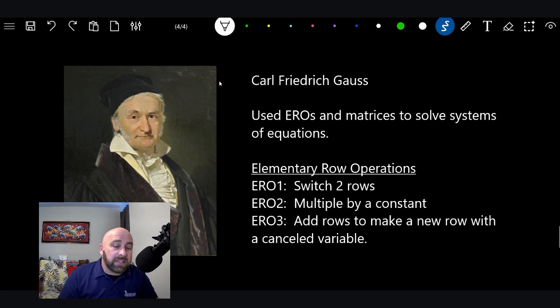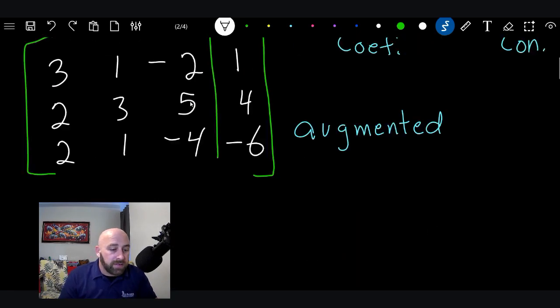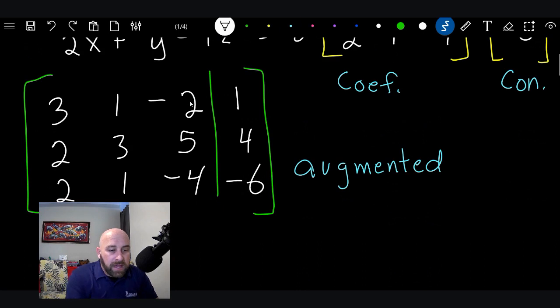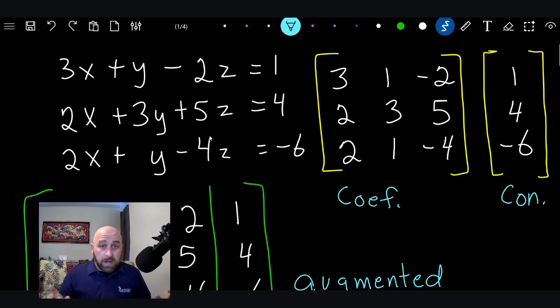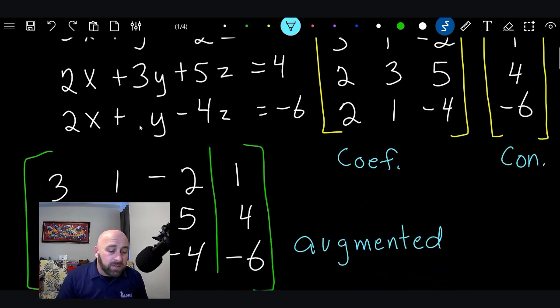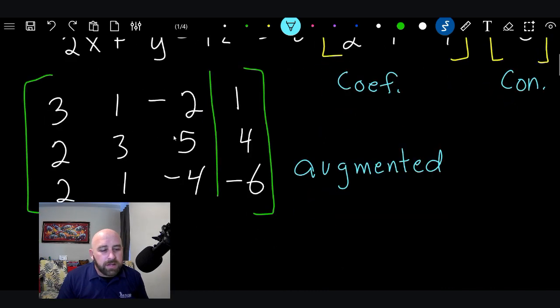But what this guy did is he combined EROs and matrices to be able to solve systems of equations. So we're going to put those two things together. All right, so what we want to do now that we have this in our augmented matrix is start solving this system of equations. Now, we know how to do that, but what we learned before was it's a pretty long process. I don't know if you remember that, but it took like a whole page. This is going to take a while too, but what we've done is we've eliminated the letters, so it's going to become just a little bit easier. You'll see what I mean in just a second.